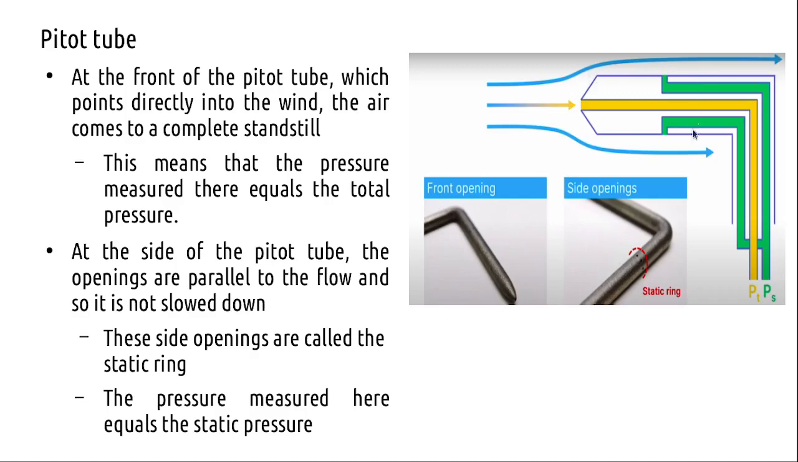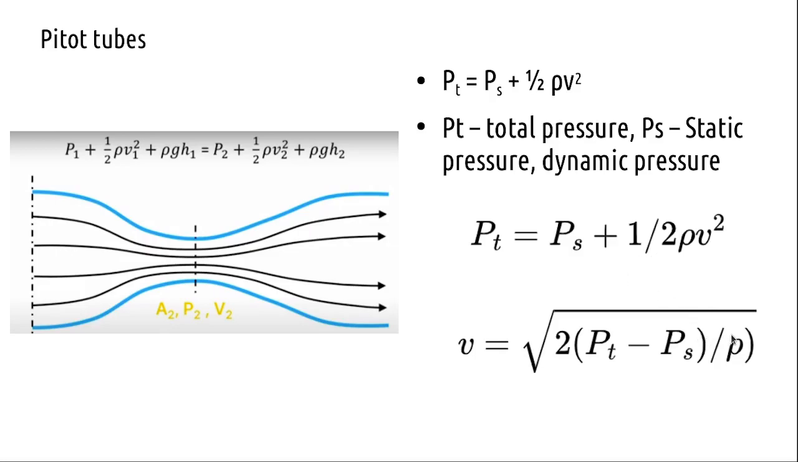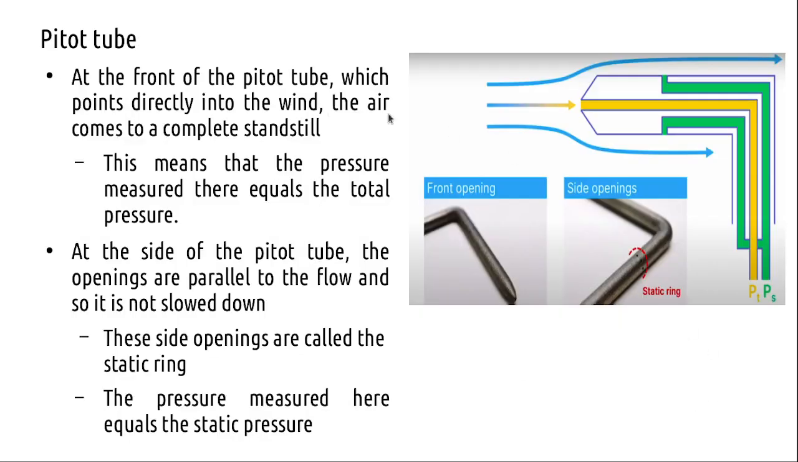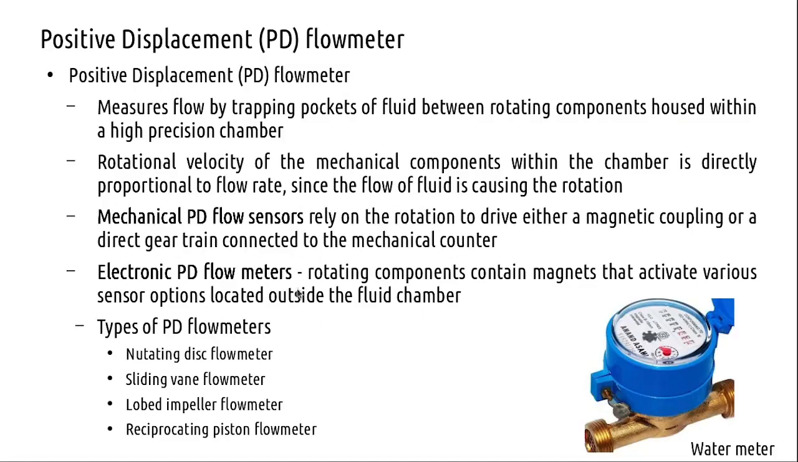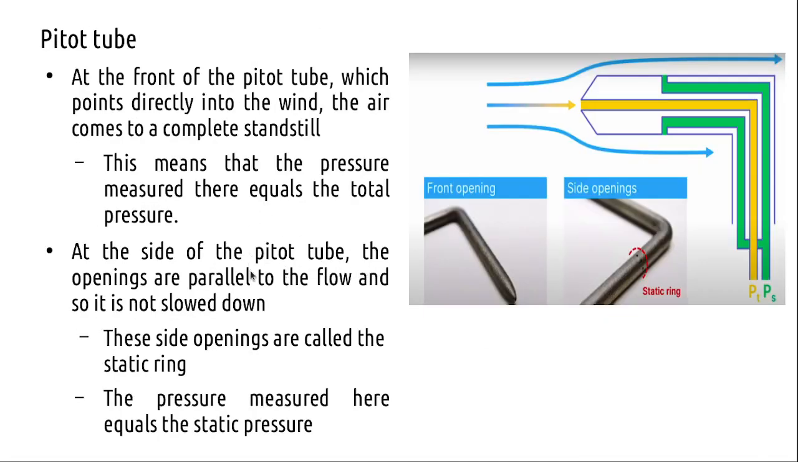So these are otherwise called static rings. So we have both the parameters PT and PS. Now it is a matter of plugging in the rho value and just finding out the velocity. So that is calculating the velocity.